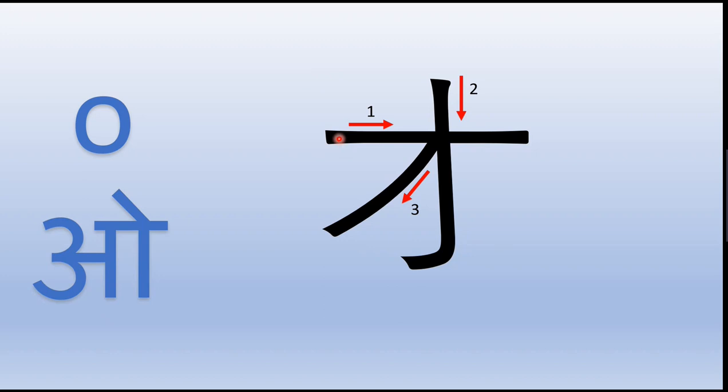Next we have O. So in O, we have this left to right horizontal stroke 1, then this vertical second stroke like this, and then we have an angular stroke 3 like this. So this is O in katakana.